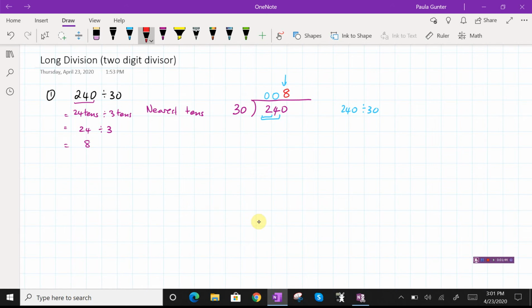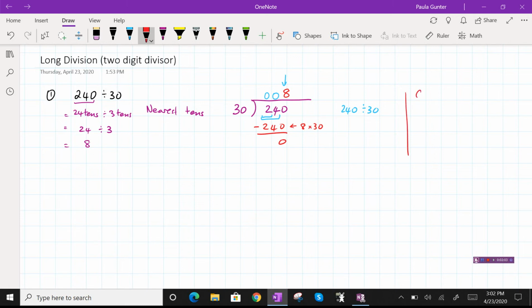In our long division, of course, we're now going to ask what is 8 times 30. And when we work that out, we get exactly 240. Subtract, and it's 0. So our final answer for 30 into 240 is 8.